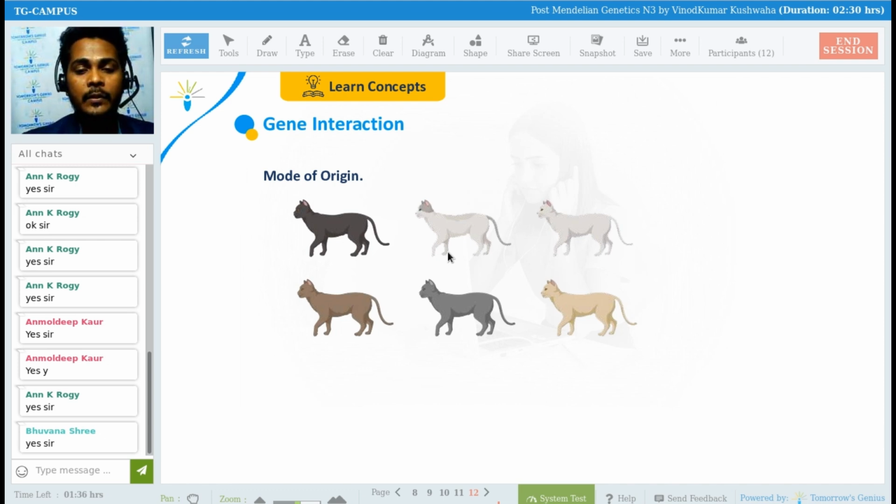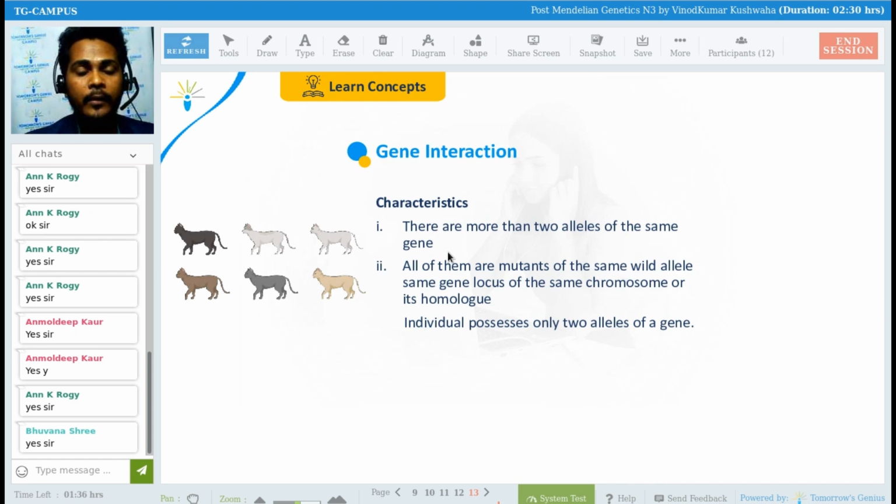Now, what are the characteristics of these multiple allelisms? How are they different from codominant alleles, and how can we say these are multiple allelisms? There are certain characteristics through which we can say this. There are more than two alleles of the gene. That is what multiple alleles are. For example, 15 alleles for eye color in Drosophila, 3 alleles for blood group in human beings, and 4 alleles for coat color in rabbits.